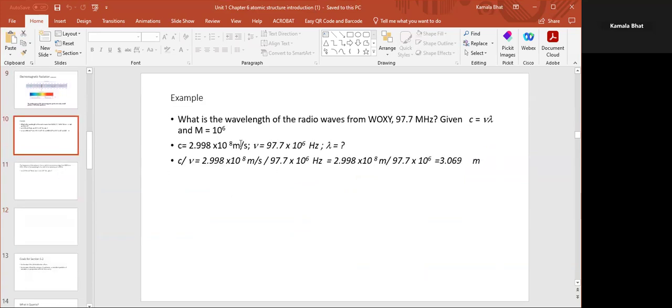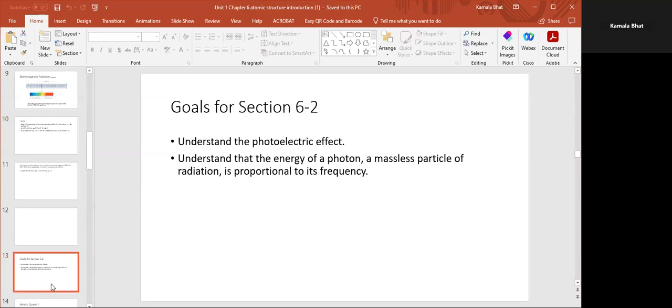And this is a typical example, because many of us do listen to the radio, and the frequency of the radio waves from a particular station is 97.7 megahertz. Given that c = νλ and mega is equal to 10^6, we can find out what lambda is just by dividing c by nu and then substituting the value.